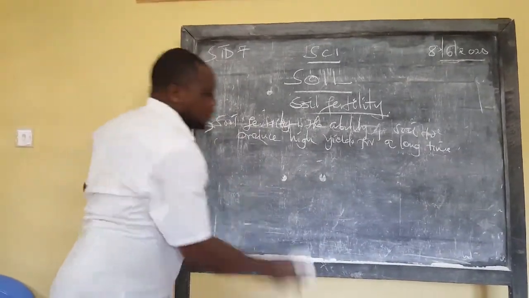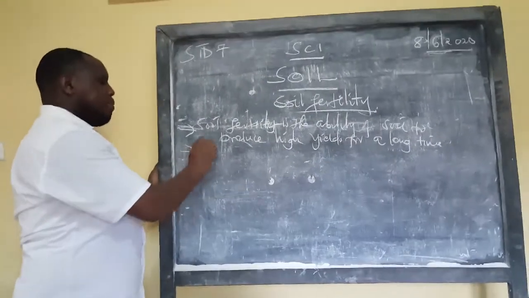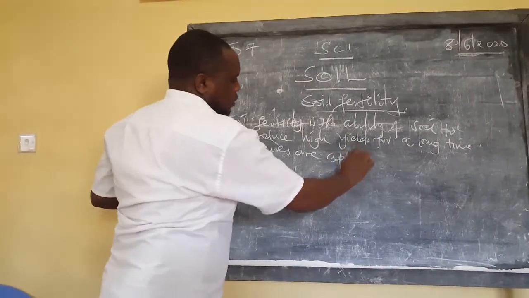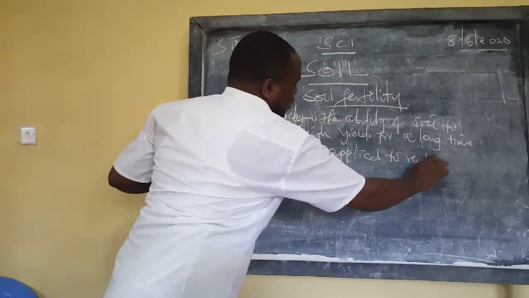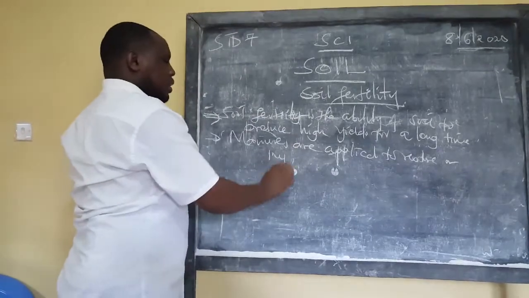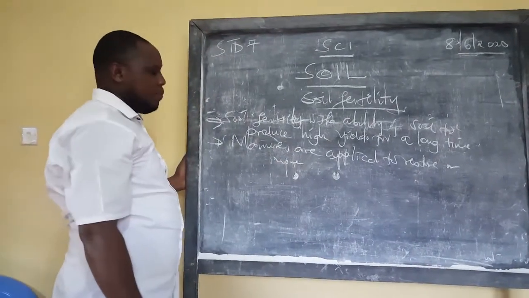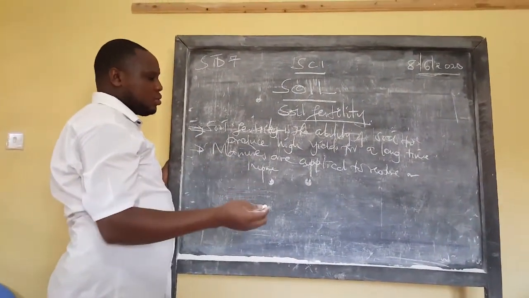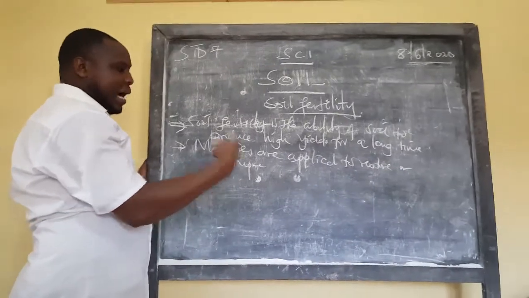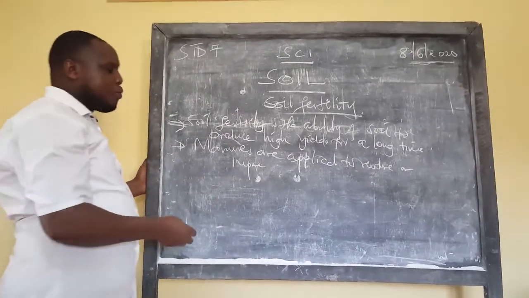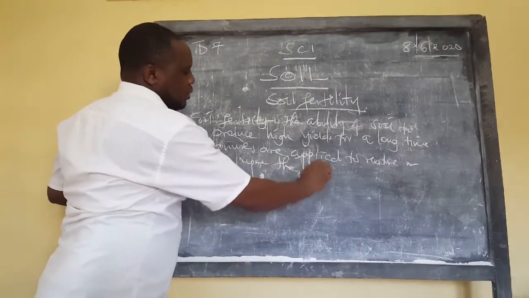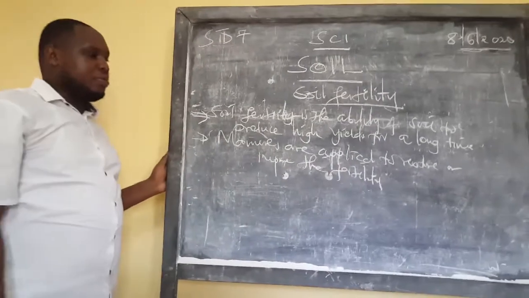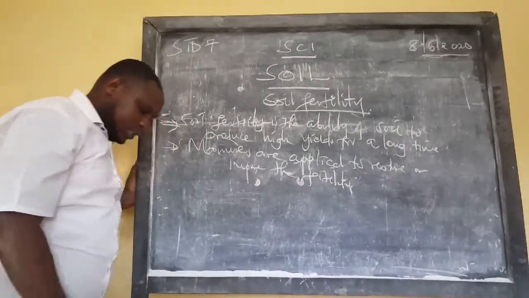So if a soil happens to be loose, manures are applied. Manures are applied to restore or improve. Sometimes the nutrients are not lost, all of them, but a few have been lost. So to make the soil regain its original state, we can add some fertilizers, some manures to improve the fertility. So manures are applied to restore or improve the fertility in lost soils.